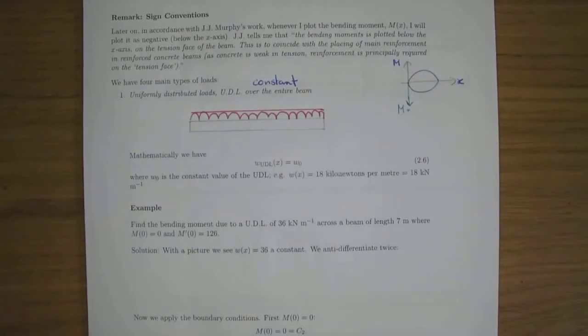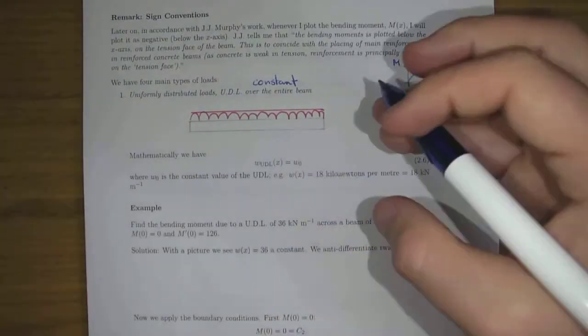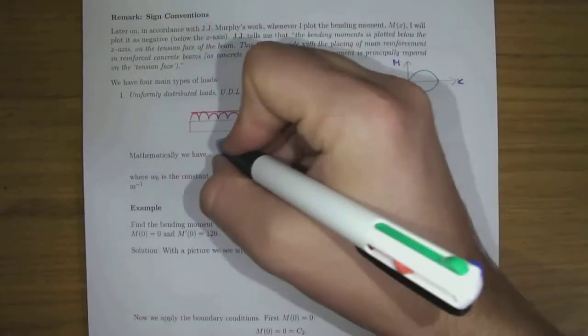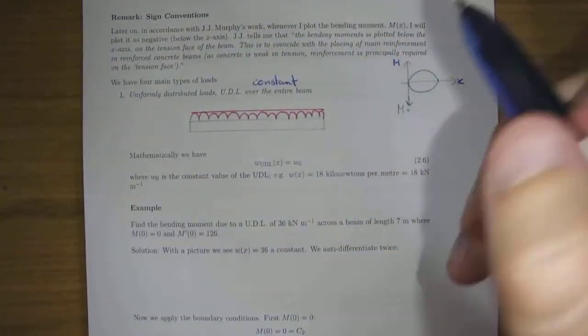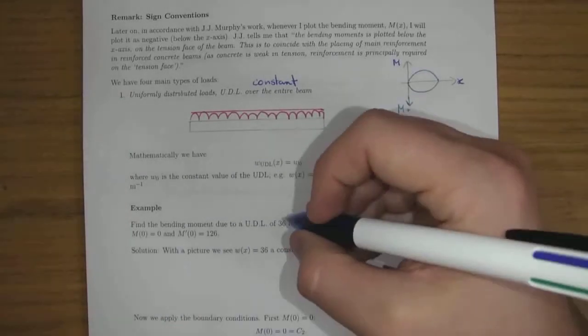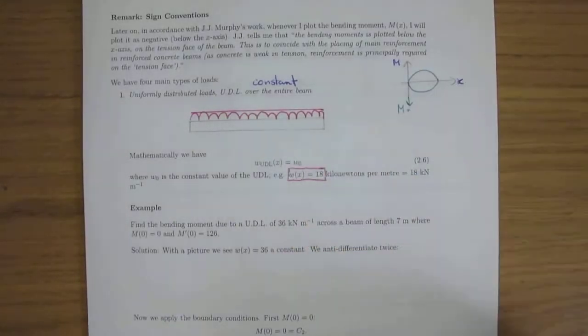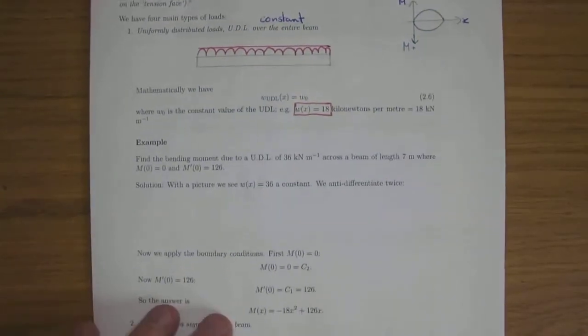So mathematically, what you do here is just say that the load per unit length is W0. So this is W0 kilonewtons per meter. It's the constant value of the UDL. So for example, if it was 18 kilonewtons per meter over the entire beam, you would just take W of x equal to 18. Okay, so let's do a little example here.